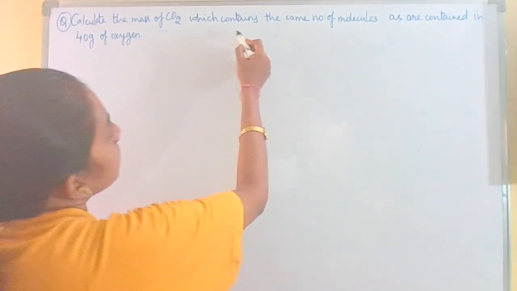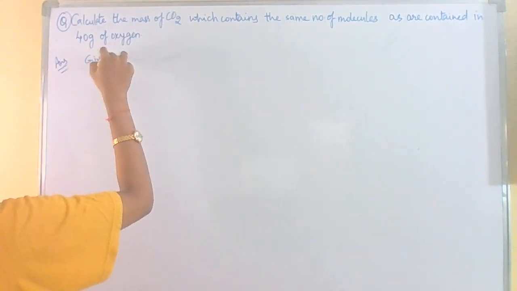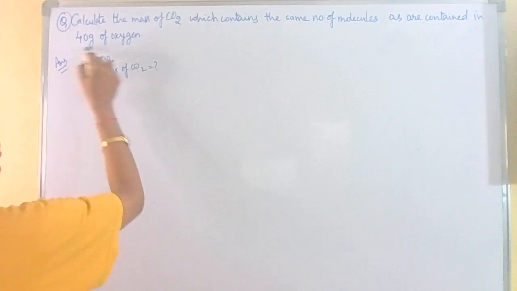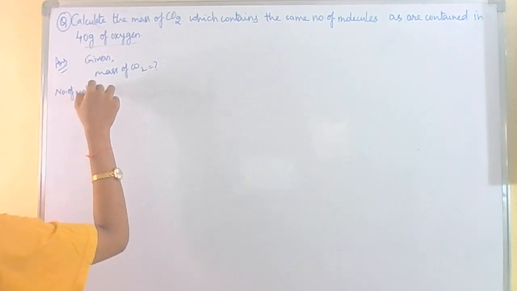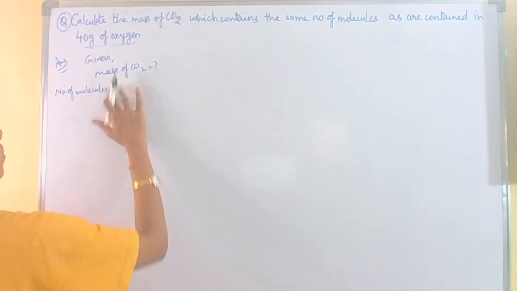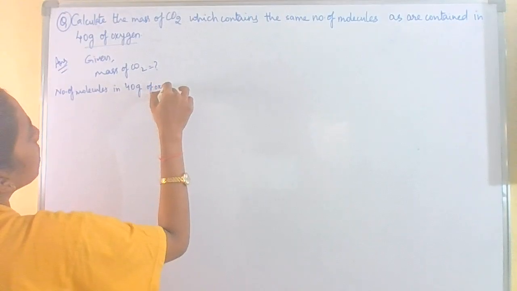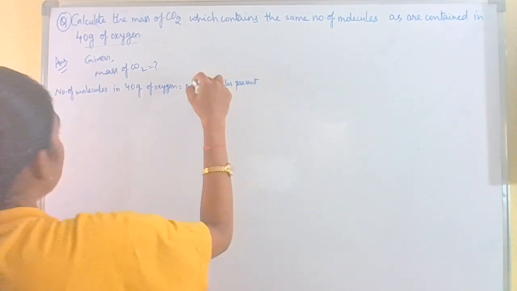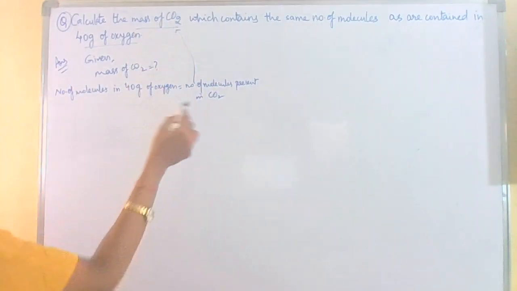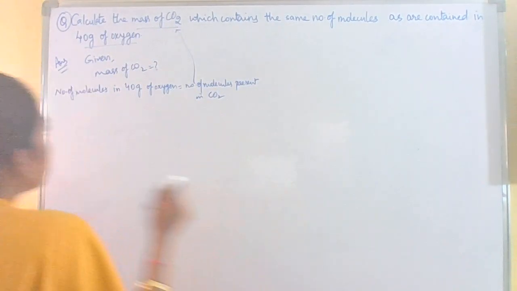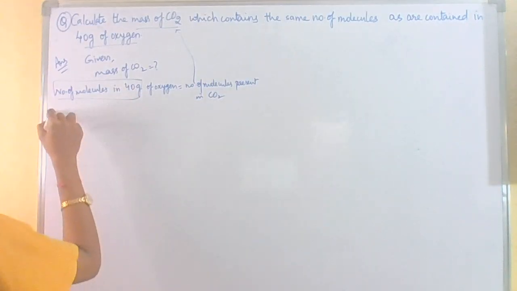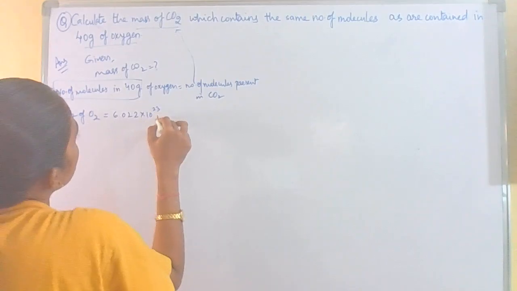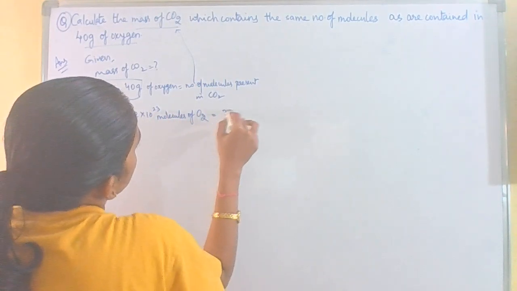Calculate the mass of CO2 which contains, we'll write the given at a time. You have to calculate the mass of CO2 which contains the same number of molecules as are contained in 40 grams of oxygen. The number of molecules in 40 grams of oxygen is equal to the number of molecules present in this carbon dioxide. So we have to find out the number of molecules in 40 grams of oxygen. We know that 1 mole of O2 molecule is equal to 6.022 into 10 to the power 23 molecules of oxygen, which is equal to 32 grams.